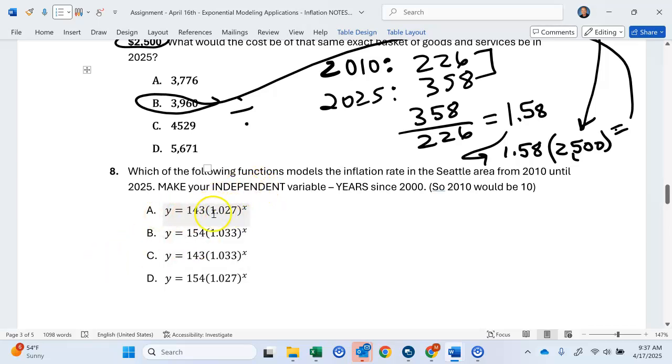As you can see, these are all in the form y equals a times b to the power of x. You should remember this is the beginning value, and this is the growth factor or decay factor. So let me open Desmos and put in that equation.